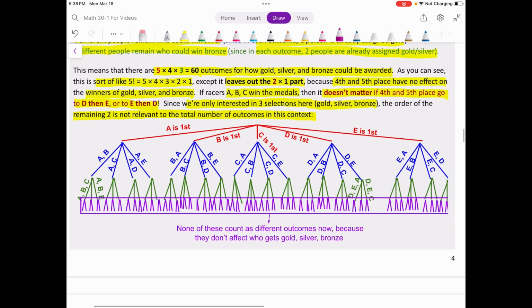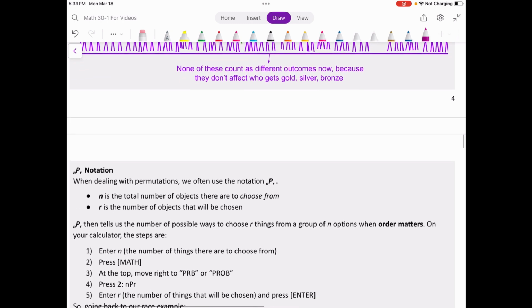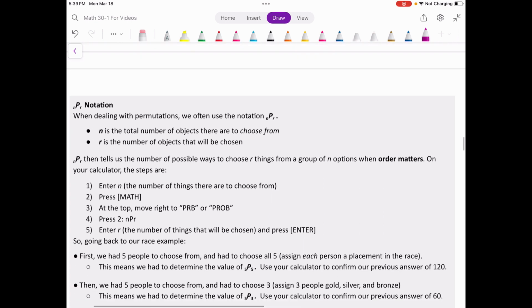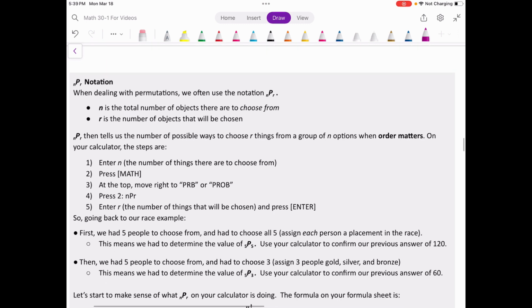And now we're left with 60 outcomes, because none of these count as different outcomes if all we're worried about is who got gold, silver, and bronze, right? And you'll notice here, if this is 120, and there's 2 finishes there, what are we left with? Well, 60 in the previous set of branches. 5 times 4 times 3. So this logic here explains what this formula is that we're about to talk about and this notation.